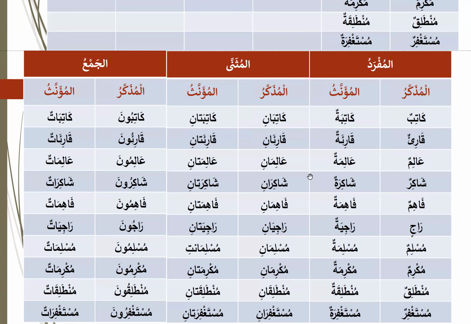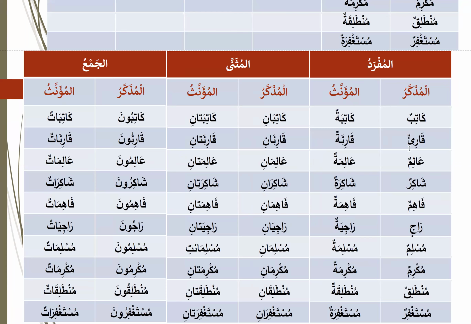As you can see here, katib, so mudakkar means male. Katib, the muannath for that is katiba. So katib is writer, the female writer is katibatun. Now this is for singular. For muthanna, for dual, we say katibani and katibatani. And for jam' plural, we say katibuna and katibatun.